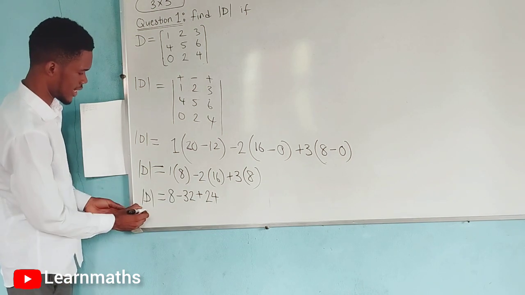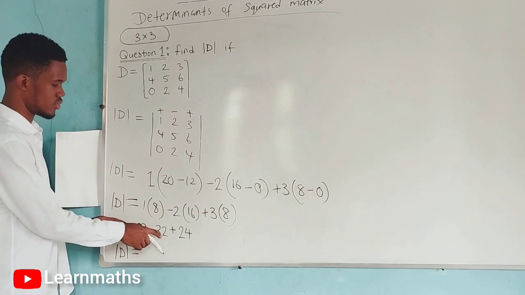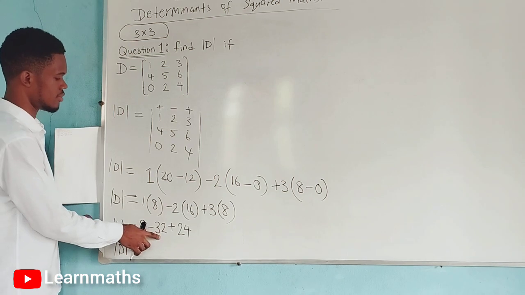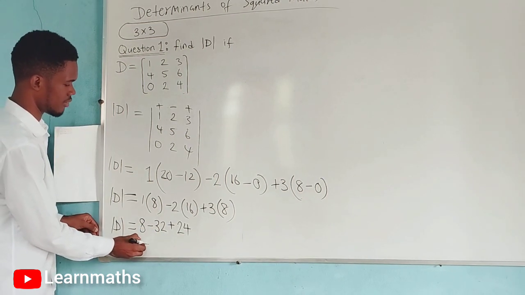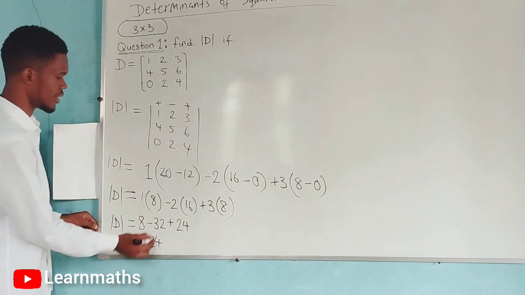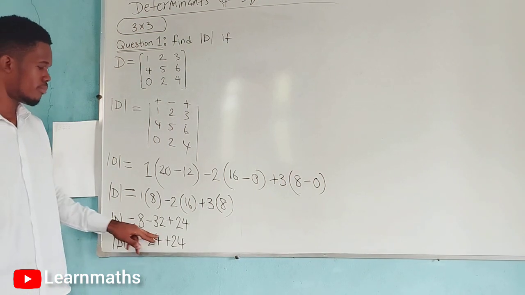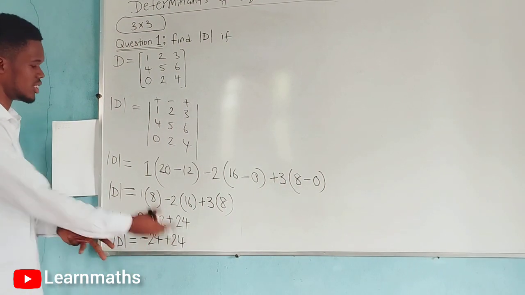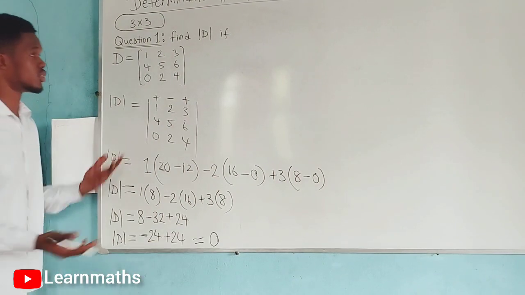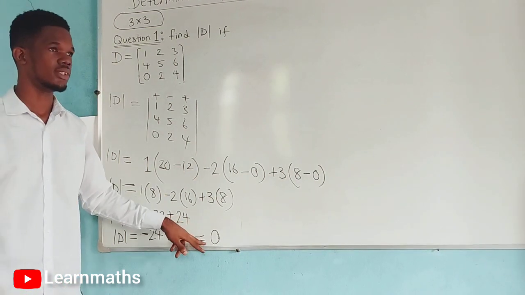So now let's sum up everything and get the determinant of D. Alright, so we have 8 minus 32 plus 24. 8 minus 32, that's negative 24. And now we have plus 24. So negative 24 plus 24, that's the same thing as saying 24 minus 24, which is equal to 0. Okay, so the determinant of this matrix D is equal to 0.